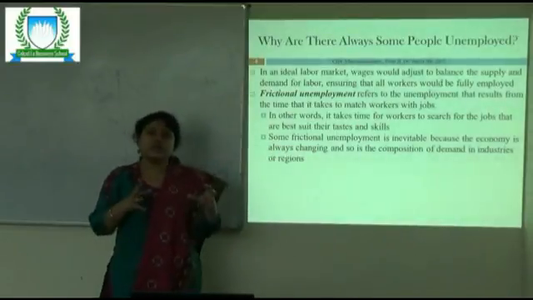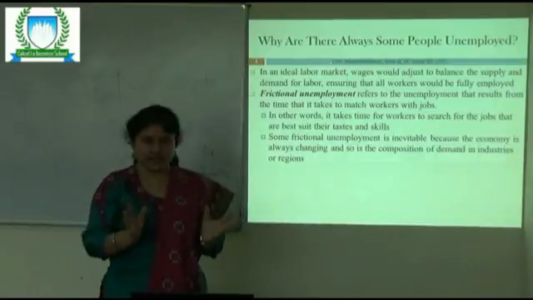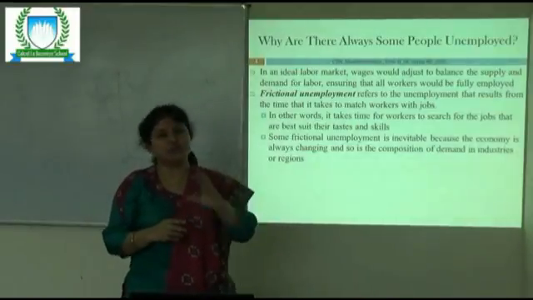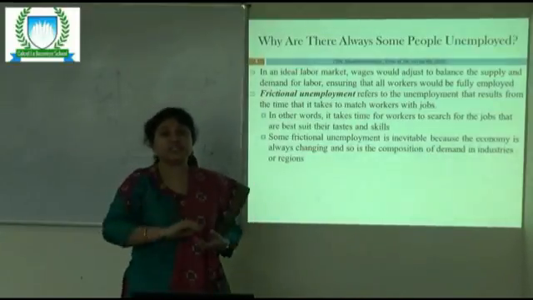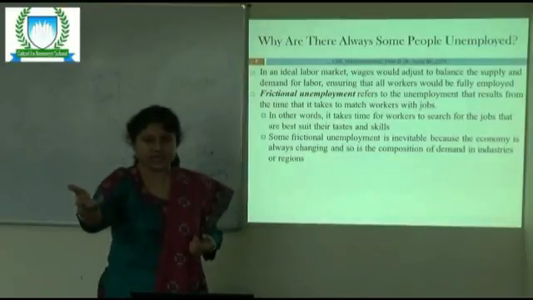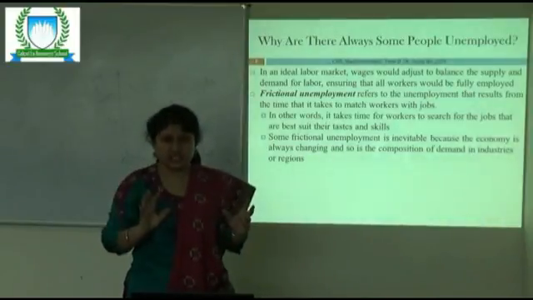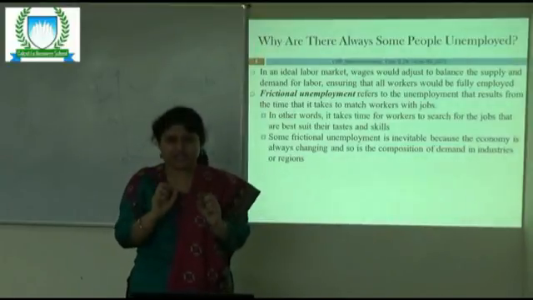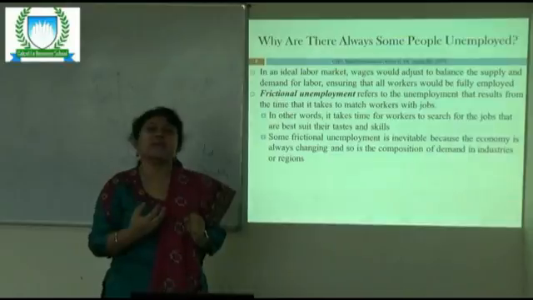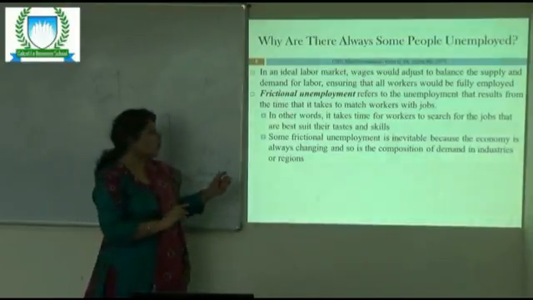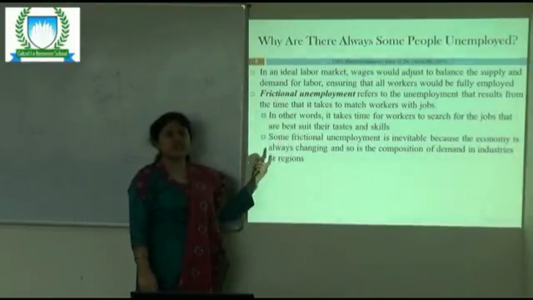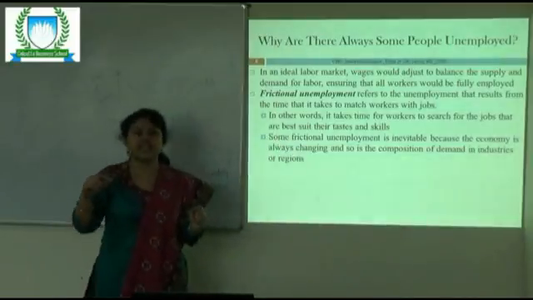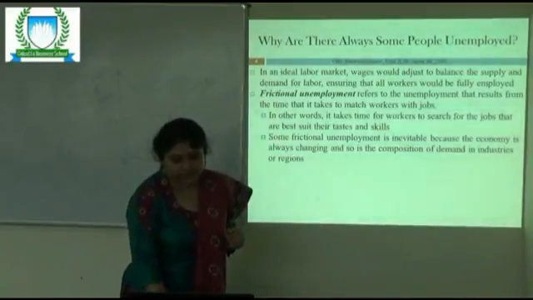That's why, suppose you have prepared for an MBA degree. In earlier days, those who got an MBA degree found it easier, and within 1 month they used to get a job. Now the economy has changed. The supply of MBA students has increased, so the chances of getting jobs for an MBA have decreased, isn't it? So the economy is changing, and this frictional unemployment is always staying within the economy.